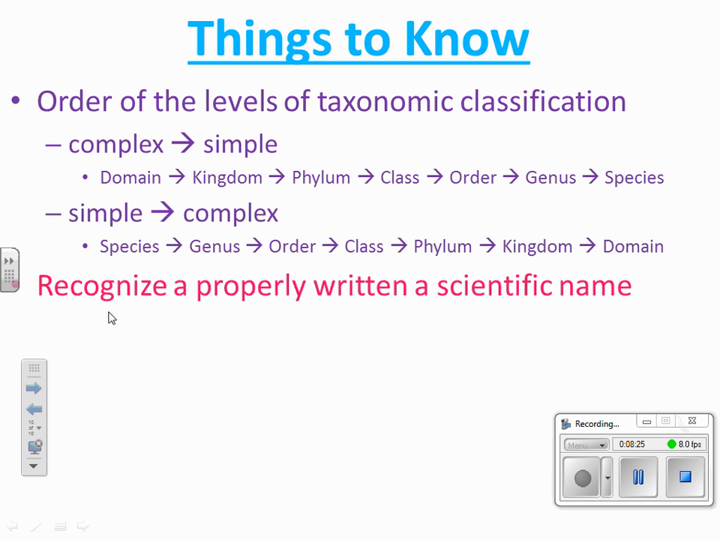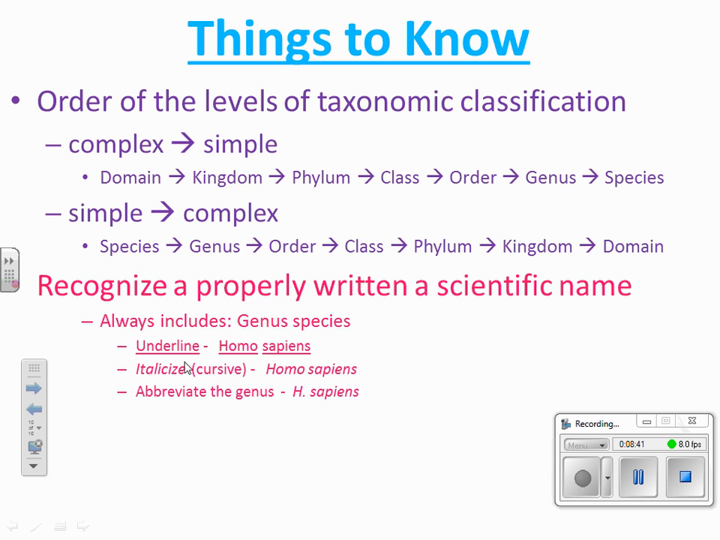You should also know how to recognize or how to properly write a scientific name. So you always need to include the genus and the species. You capitalize the first letter in the genus, and all the other letters are lowercase. So now you can either underline, italicize, or abbreviate.